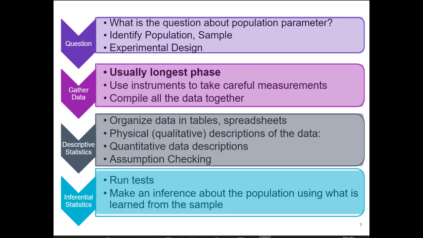The last step is running tests, and these tests are often in the shape of null hypothesis testing, and sometimes these tests are called null hypothesis statistical testing. Using these hypothesis tests, we can make inferences about the population using what is learned from the sample and also using what we know about probability.